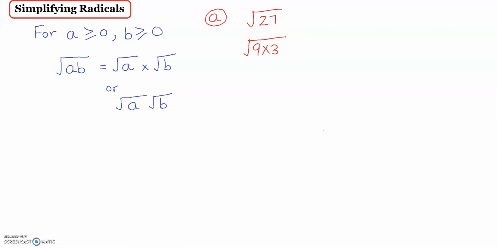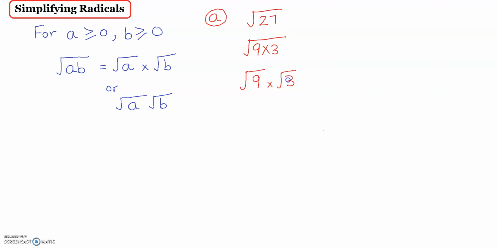The second step was rewrite as two radicals. So I can write that as two radicals. So I can say square root of 9 times square root of 3. The third step was first radical must be the perfect square. In this case, 9 is a perfect square.